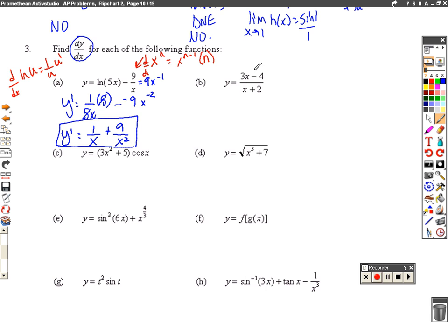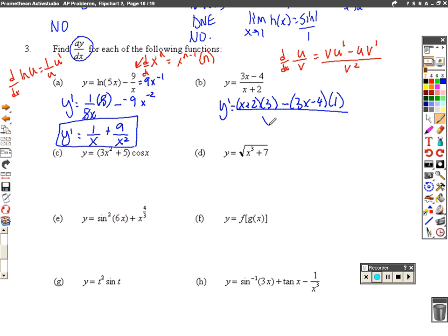Alright, for b, we're doing quotient rule. So the quotient rule, let's say we've got u over v, d dx of u over v. It's low, v, times derivative of the top, minus the top, times the derivative of the low, over low squared. So let's do that here. Y prime is equal to low times the derivative of the top minus the top times the derivative of the low over low squared.